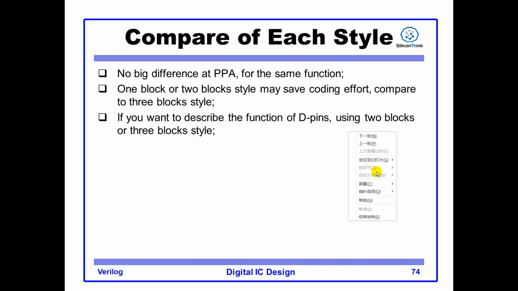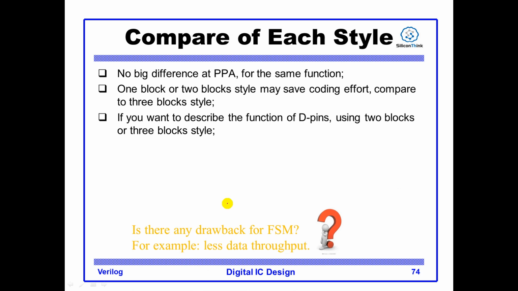Okay, it seems finite state machine is an efficient architecture to describe some functions. But are there any drawbacks for finite state machine? For example, will it cause less data throughput? Just think about it. I will talk about more hardware architectures in a later chapter, such as pipeline and ping pong. So after the study of pipeline and ping pong, you can compare them with finite state machine and check the difference of data throughput for each architecture.